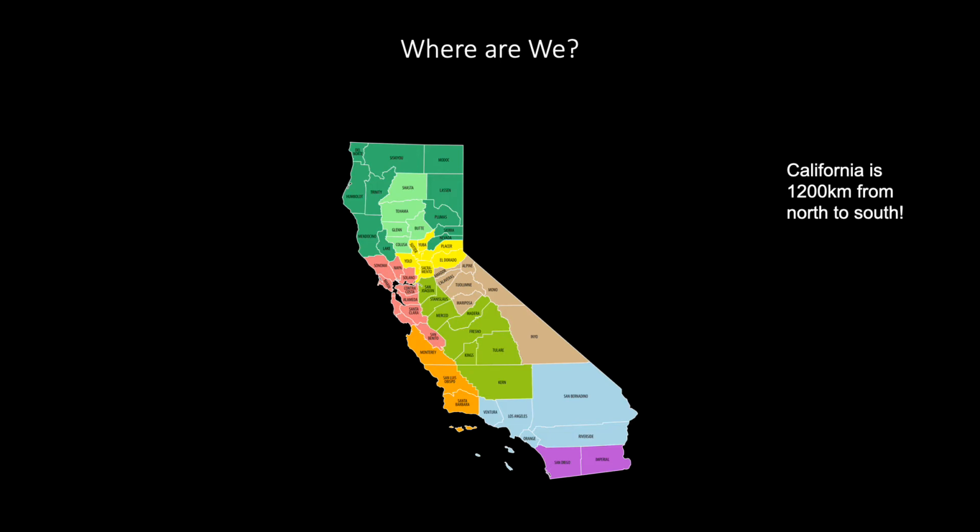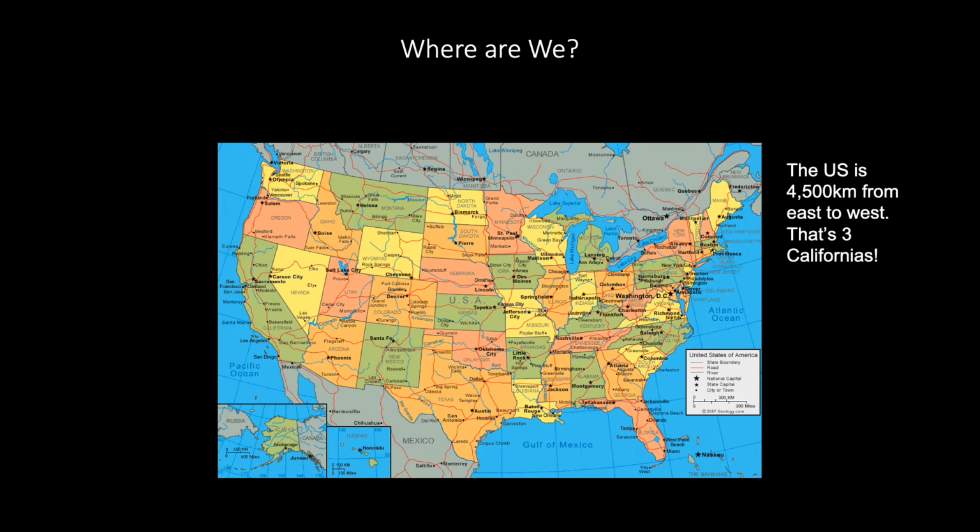All right, we zoom out even further, and California is located in the United States of America. The US is 4,500 kilometers across. California, remember, is 1,200. So this is 3 Californias and a little bit. Starting from the East Coast, if you walked toward the West Coast, it'd take you about 3 times the length of walking California north to south. We said it took a week and a half to walk from one end of California to the other. It would take you 3 times that length.